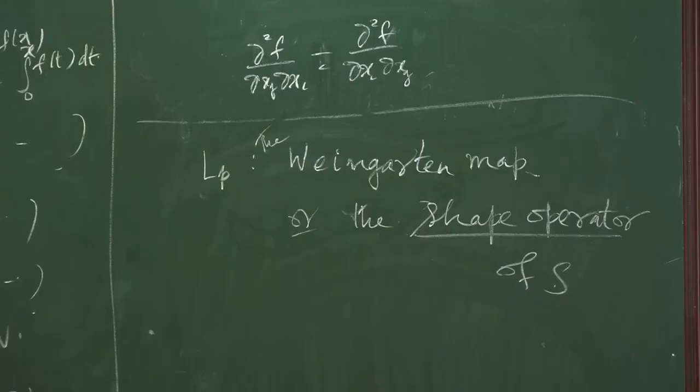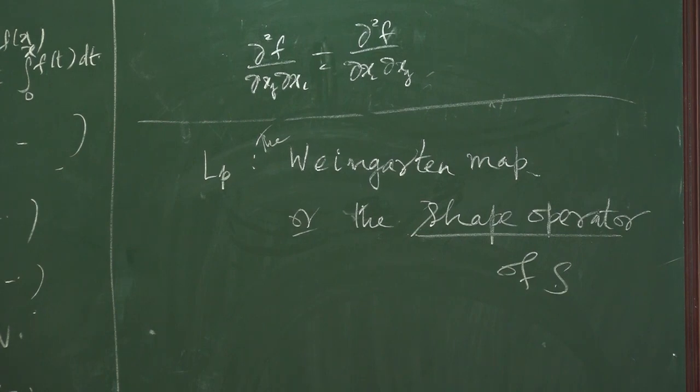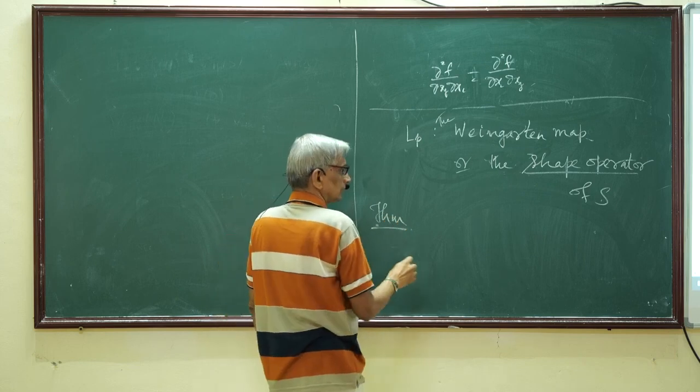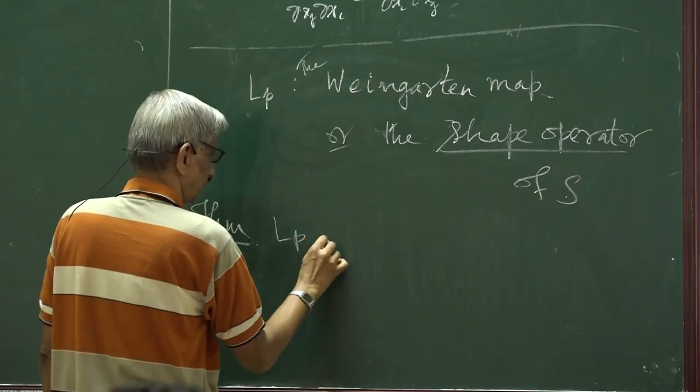So it's called the shape operator because we'll see that it actually measures, in some sense, the way this surface turns around the tangent at that point, or the normal at that point, both mean the same. It is self-adjoint.